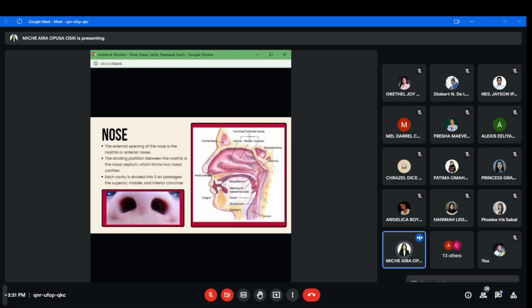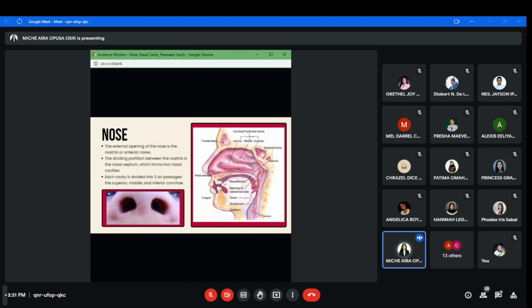So, kanang our nose is part of our respiratory system. It allows air to enter our body, then filters debris and warms and moistens the air. Our nose gives us the sense of smell and helps shape our appearance. So, kaning external opening of the nose is called the nostrils or the anterior nares.